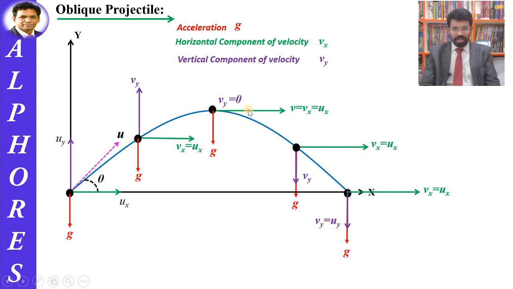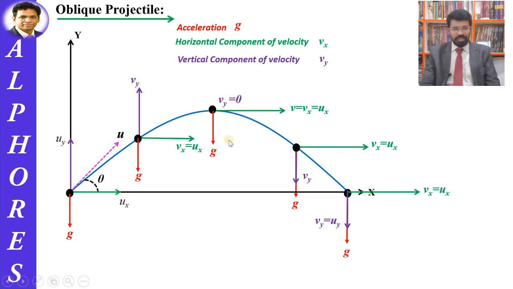So if anybody asks you what is the total velocity of the body at the highest point of the trajectory of an oblique projectile, the total velocity will be equal to the horizontal component of velocity, which is equal to u cos theta. Okay, so this is how the vertical component changes.